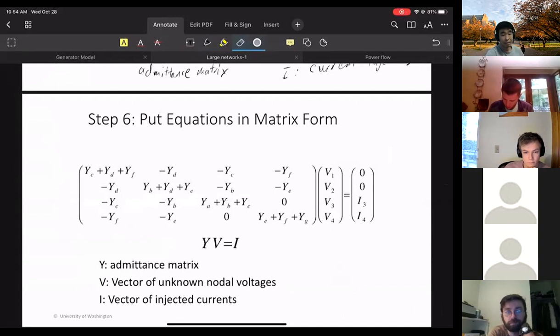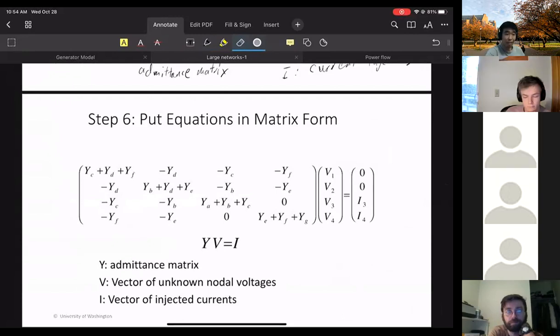So the injection current is the generator, right? If the generator and loads are current sources or current sinks, then each injection current will be the generator. They're not in practice, but as a first step, you can imagine that the current injections, the source or the sink, are the generator and loads. That's one way you can think about it.